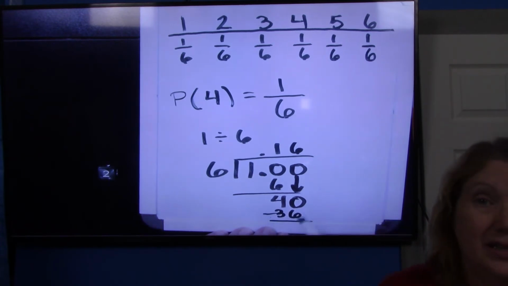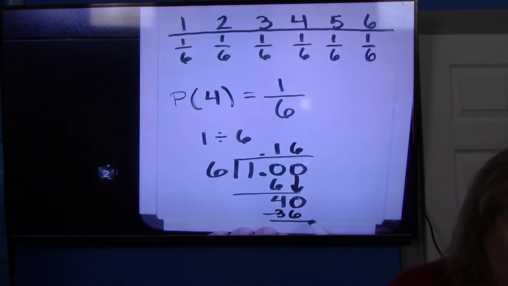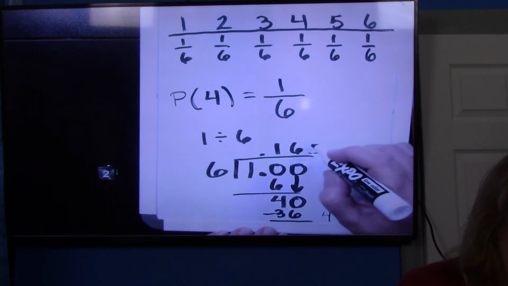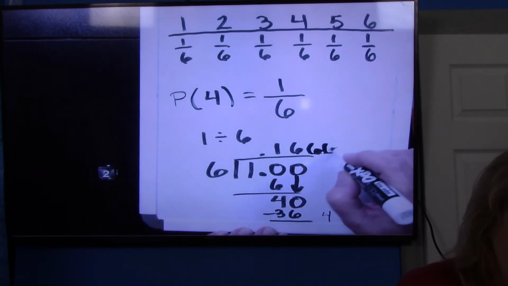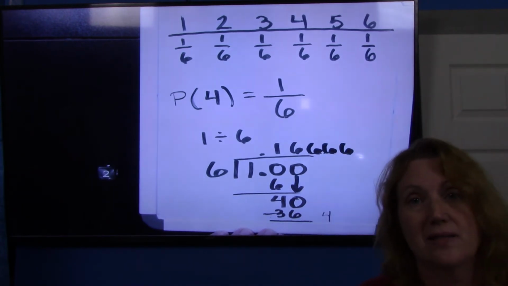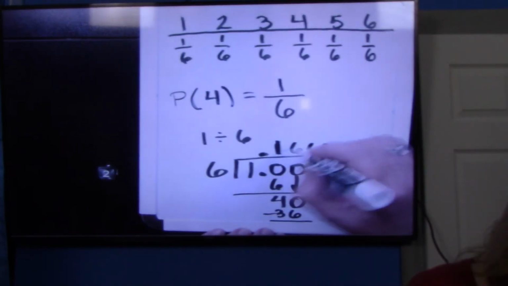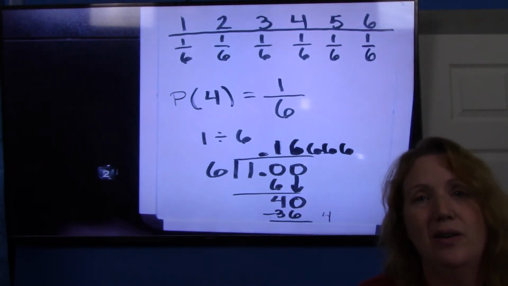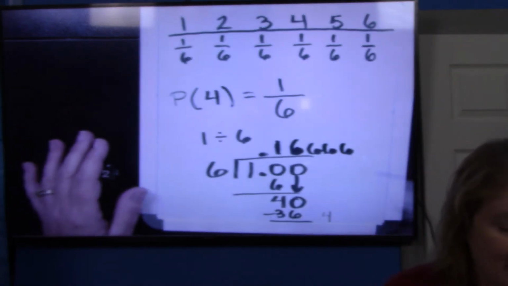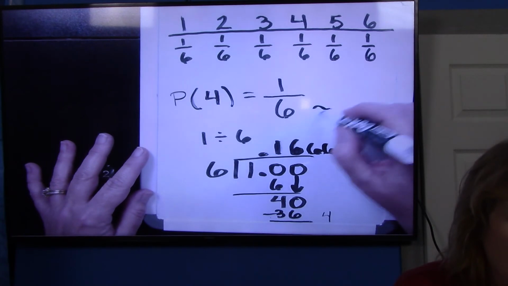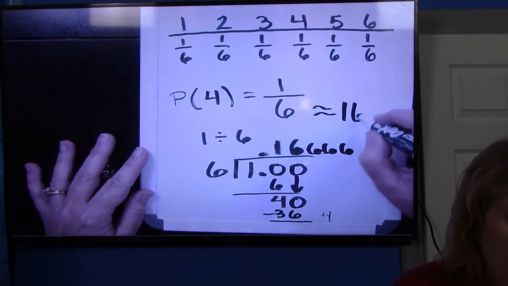I'm going to get 36 here, and then I find out when I subtract I'm going to get 4 again. So that means that this is going to repeat on and on and on. And I'm going to get 6, 6, 6 going clear across. So again, since I'm looking at percentages, right now, I only want to look at 2 places past the decimal. So I'm going to have about 16% chance.